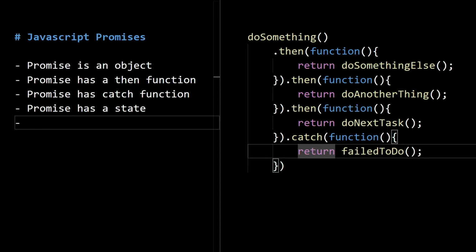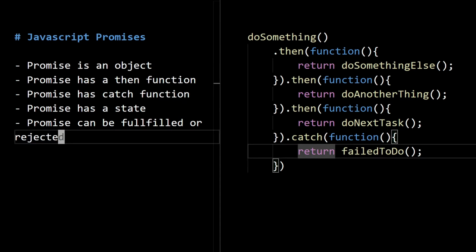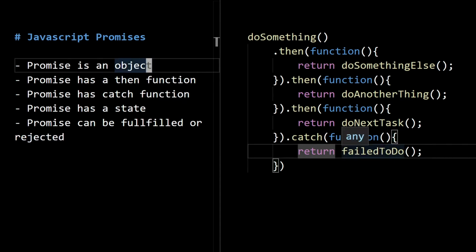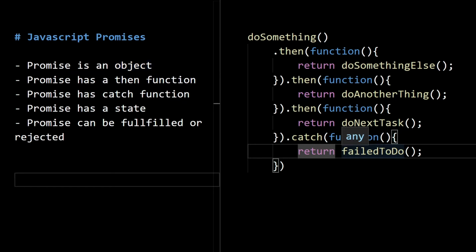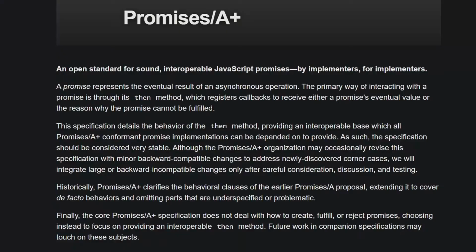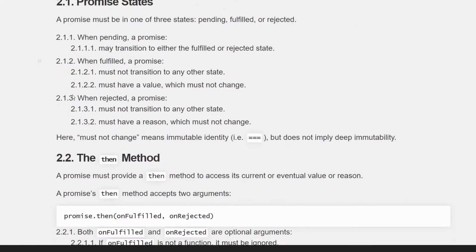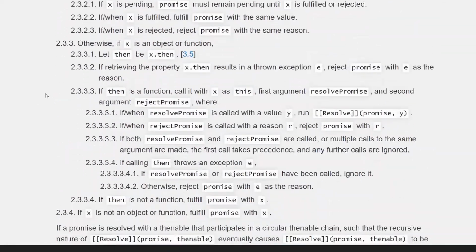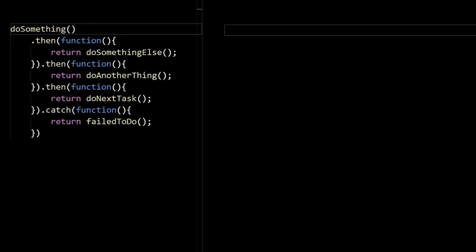So here comes our next principle. Promise can be fulfilled or rejected. And if you want to know the full specification, you can always go to Promises/A+ specification. If you search Promises/A+ in Google, you will find the specification. You can read the specification, and well, you don't have to read all this. So now you know the basic principles of promises.